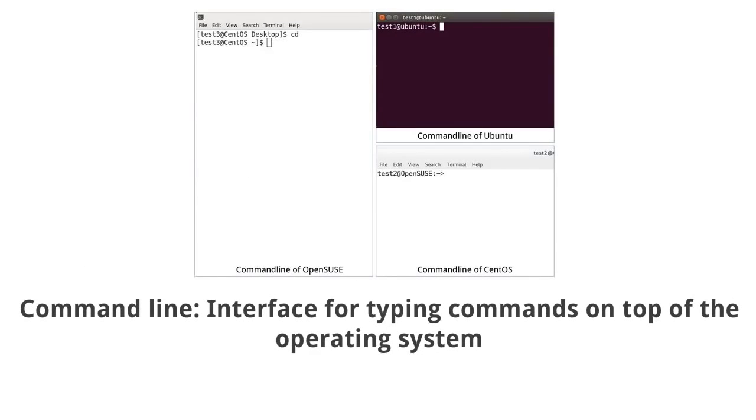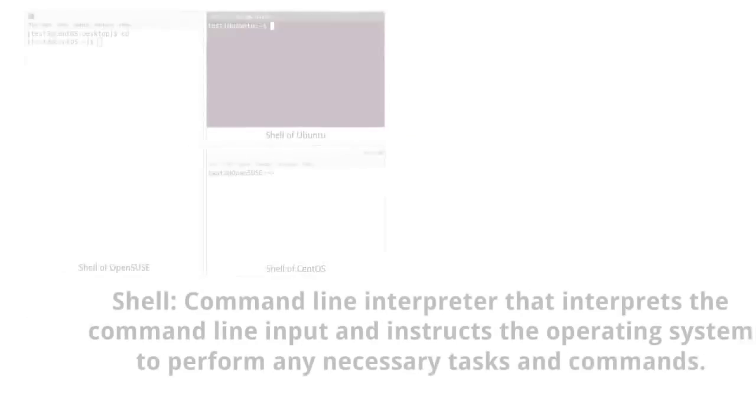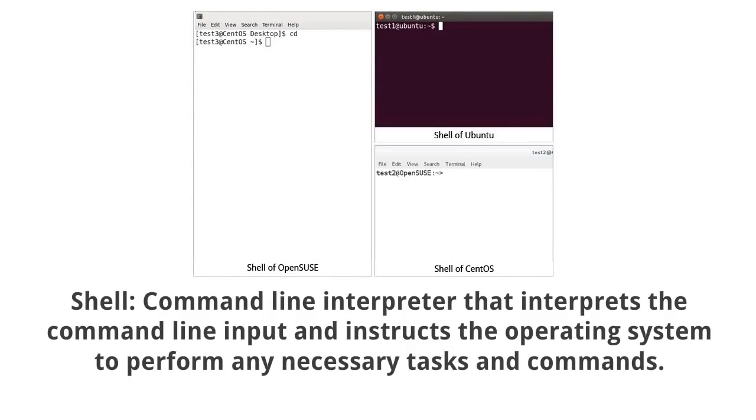The command line is an interface for typing commands on top of the operating system. The shell is the command line interpreter that interprets the command line input and instructs the operating system to perform any necessary tasks and commands. For example, bash, tcsh, and zsh.